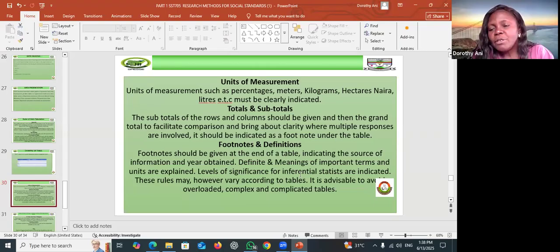So some people write the results from data analysis as a source from authors' data.